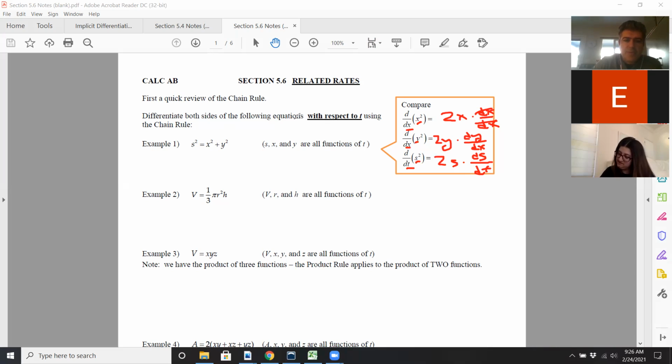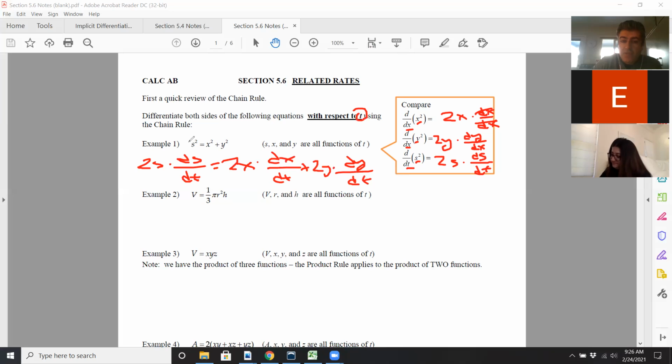So here we're going to differentiate both sides with respect to t using the chain rule. So for example 1, that's going to be 2s times ds/dt, equal to 2x times dx/dt, plus 2y times dy/dt. So we were asked to differentiate with respect to time, or t, and all the variables I had in my equation for example 1, s squared, x squared, y squared, none of them were in terms of t. So you had to do the d whatever over dt. You had to do that because none of your variables are in terms of time. Well, they're all functions of t, but the letters themselves didn't have t in them. So you had to write that.